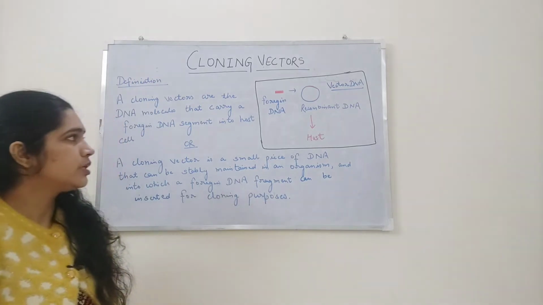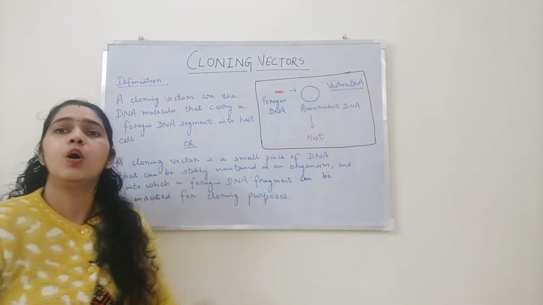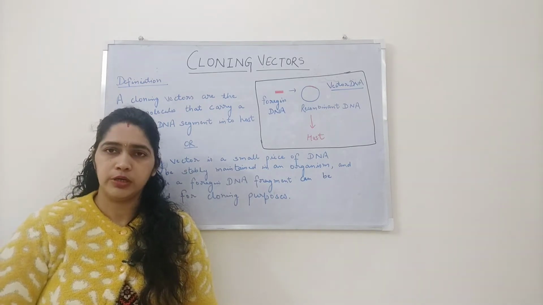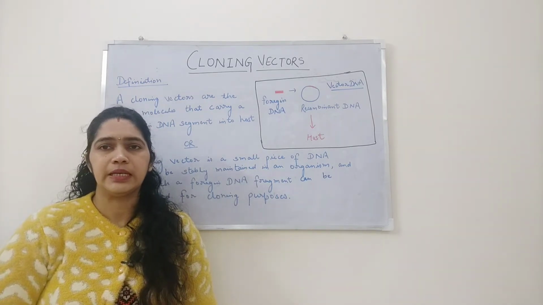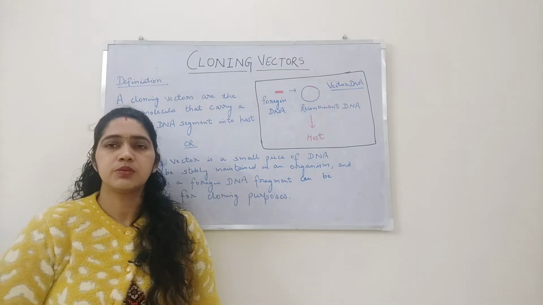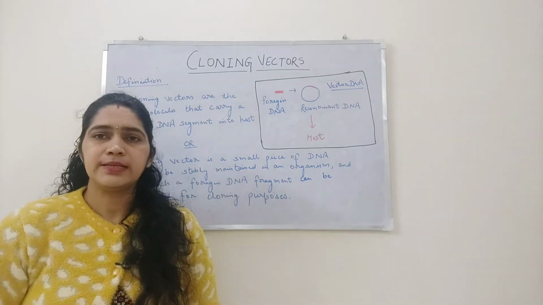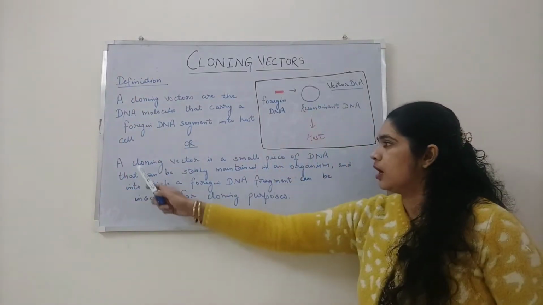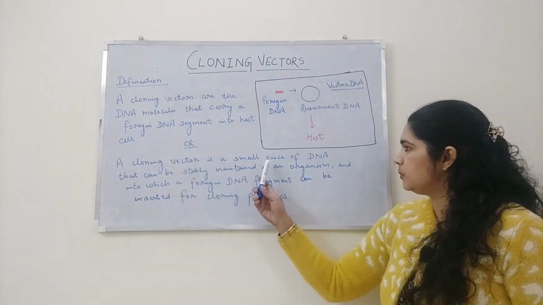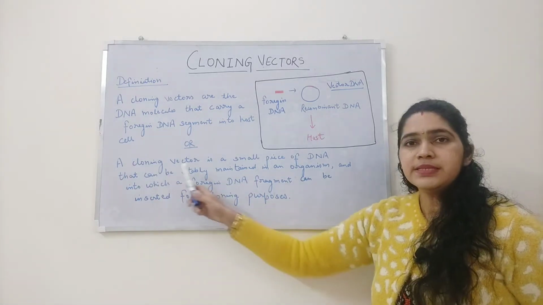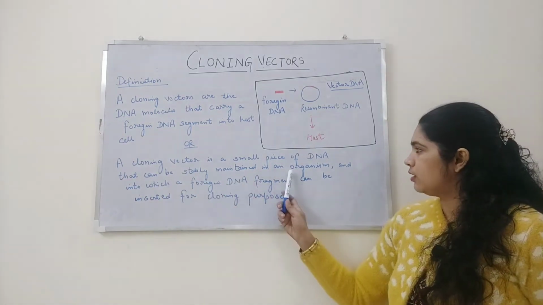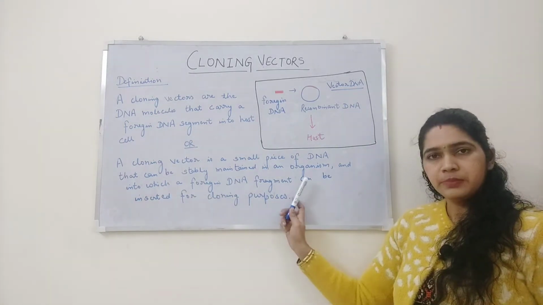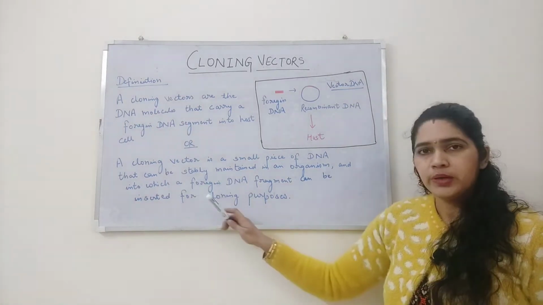Now, here the question arises: what are vector DNA or cloning vectors? See, cloning vectors are DNA molecules that carry a foreign DNA segment into the suitable host. So, let's have a look at the definition of cloning vectors. A cloning vector is a small piece of DNA that can be stably maintained in an organism and into which a foreign DNA fragment can be inserted for cloning purposes.